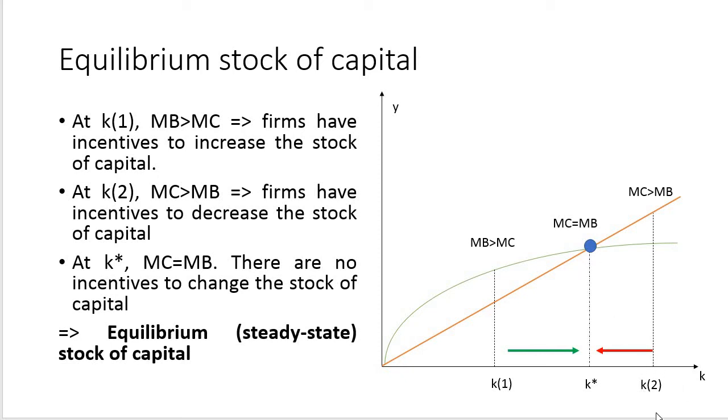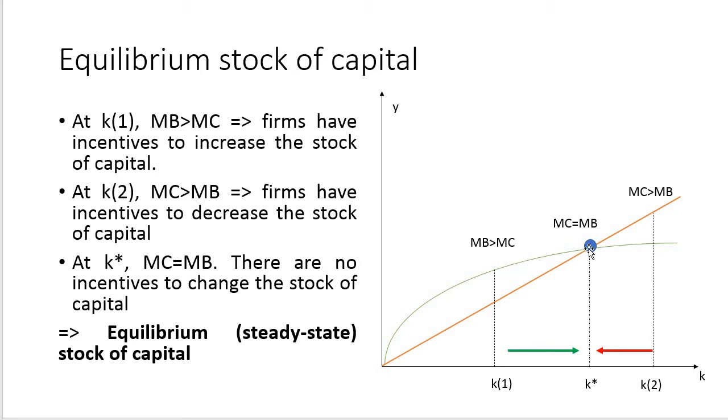Analogously, if the stock of capital is equal to K2, then for this stock of capital, the amount of capital depreciated exceeds the amount of capital accumulated. So basically it makes no sense. It's associated with economic losses, and then firms have an incentive to decrease the stock of capital.